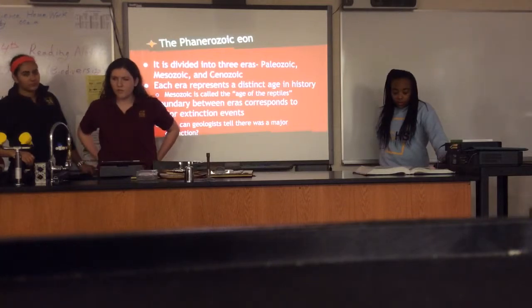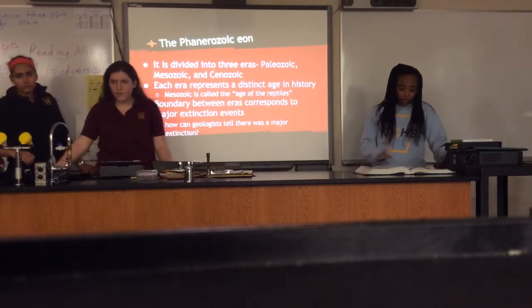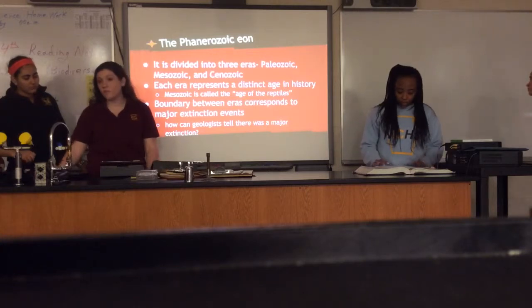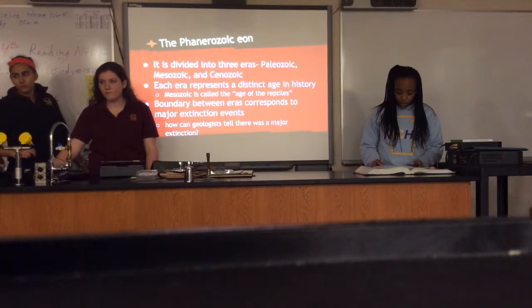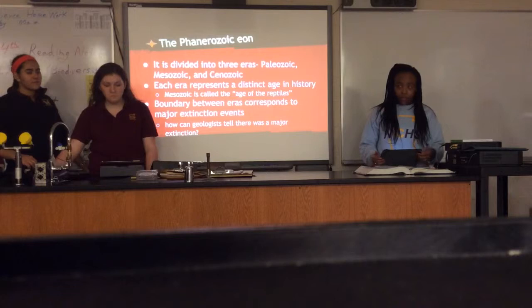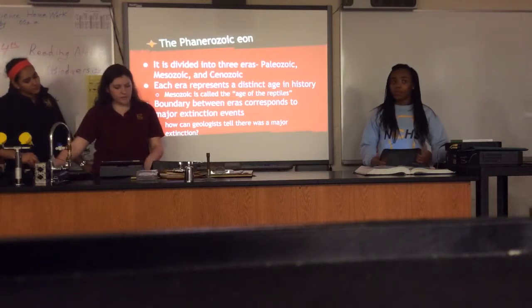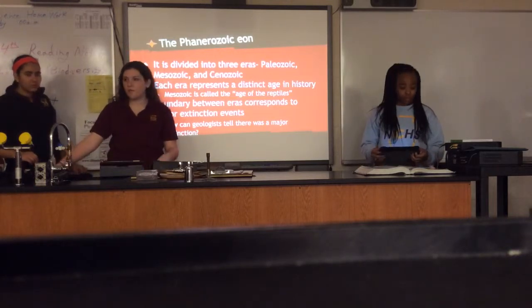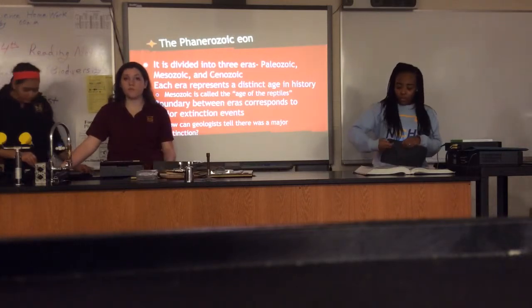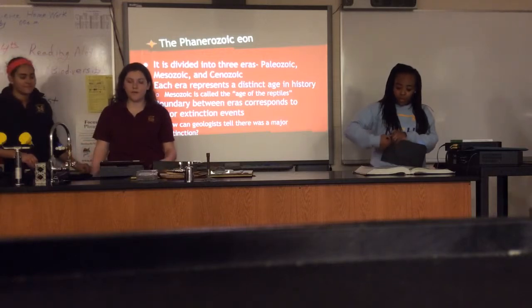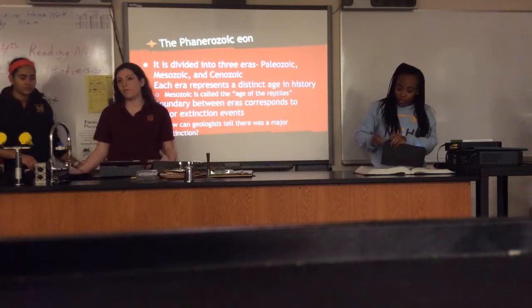So one question I have is, how can geologists tell where there was a major extinction event? Does anyone know? Have any ideas? Sam? When they're digging and they find a certain layer with a lot of fossils, maybe. Yeah, the book said that in the fossils that they find, they can see the disappearance of some organisms, and then the replacement of those organisms by forms that evolved from the survivors.